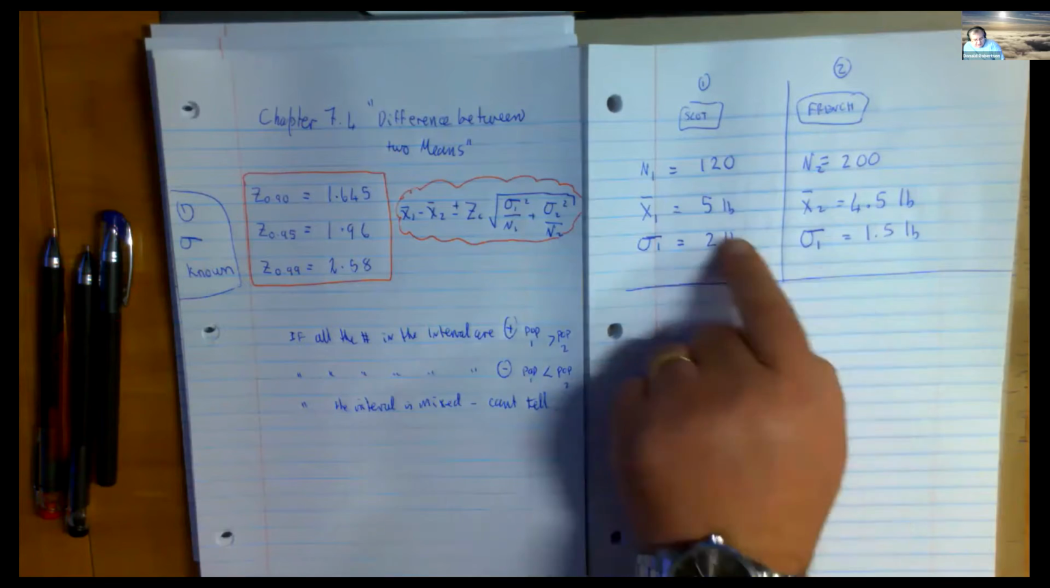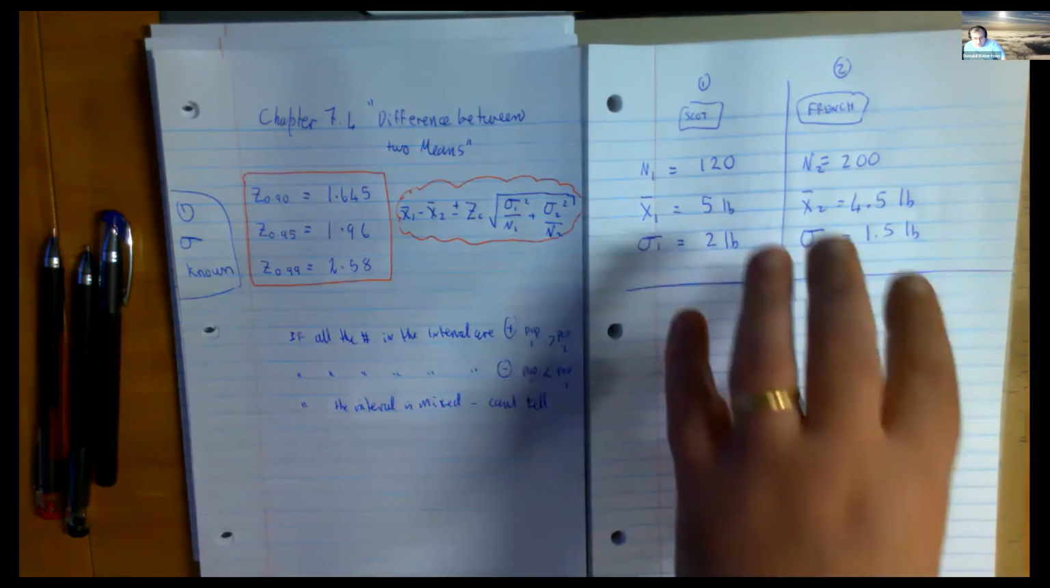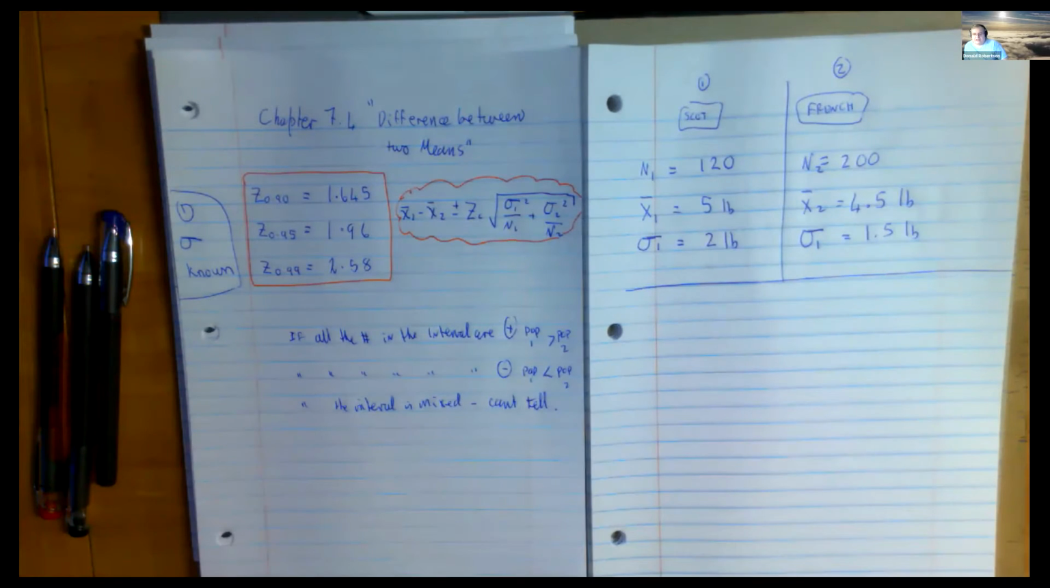So we're going to do a 90, 95, or 99% confidence interval, and we're going to do it on this story. And if I end up saying that the difference is somewhere between 0.5 of a pound to 0.9 of a pound, something like that, then I can say Scottish rabbits are heavier than French. If I ended up with a negative answer, then they're lighter. And if I end up with an interval that's got both positive and negative numbers in it, then I'll be able to say we can't tell.